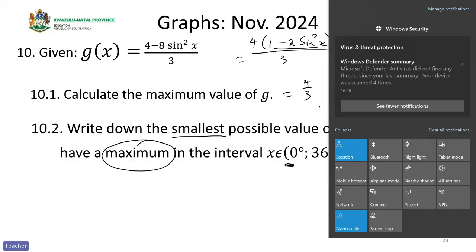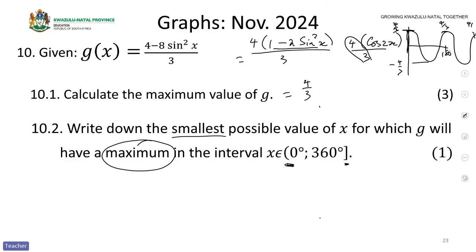It asks which is the smallest one amongst the three. 0, 180, and 360 will give us the maximum. 0 is the smallest, but it is not included in our solution. 360 is also one that gives us the maximum, but it is not the smallest. Hence, the answer here will be 180 degrees. Then you have just answered the question.